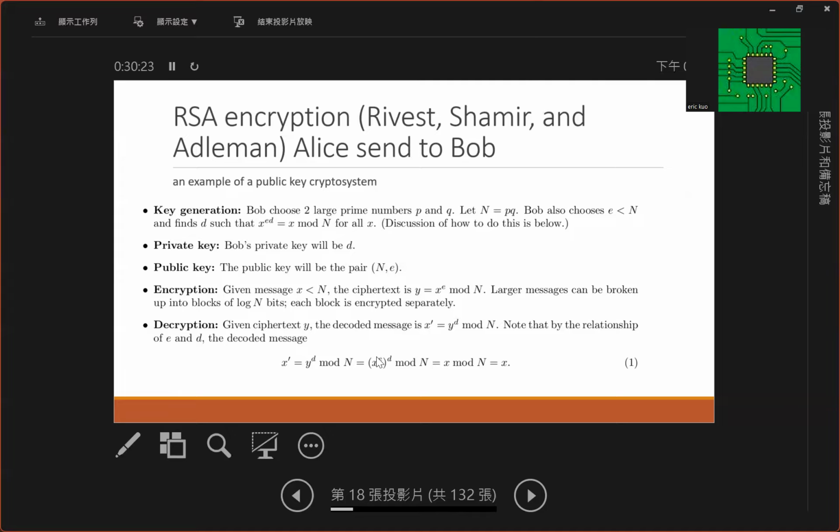But in that case, the outside world knows n and e, so they can try to find d as well, and then also easily find it. Yeah, and I will explain why this is hard. The idea is that Bob not only knows n but knows the factorization of n. So this is the key, and I will explain in detail.